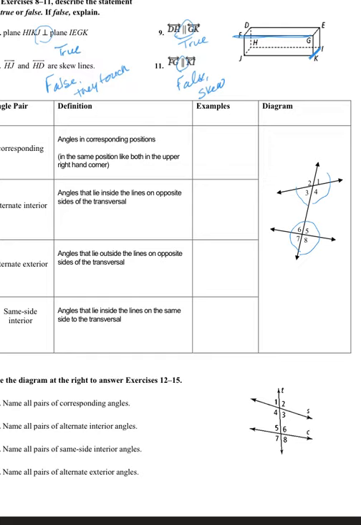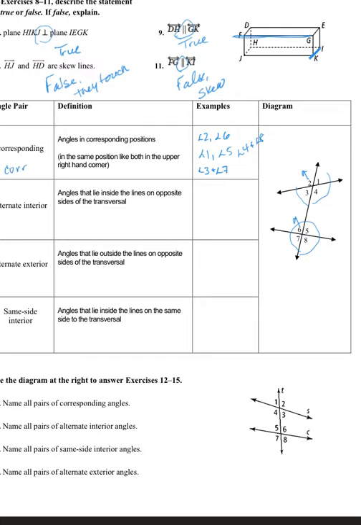For instance, angle 2 is in the upper left-hand corner, and angle 6 is in the upper left-hand corner. So we can see that both of these are in the upper left-hand corner, so those would be corresponding. So angle 2 and angle 6. All right, angle 1 and angle 5 are both in the upper right-hand corner. Angle 3 and 7 are in the lower left-hand corner. And then you've got angle 4 and 8, and those are in the bottom right-hand corner. Okay, and I abbreviate corresponding CORR.